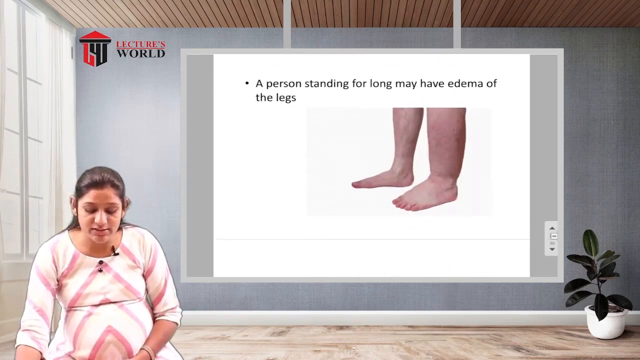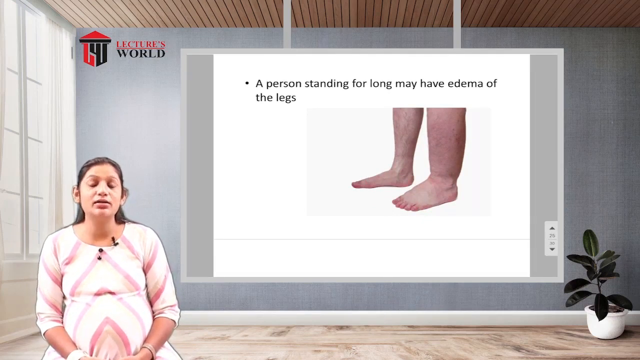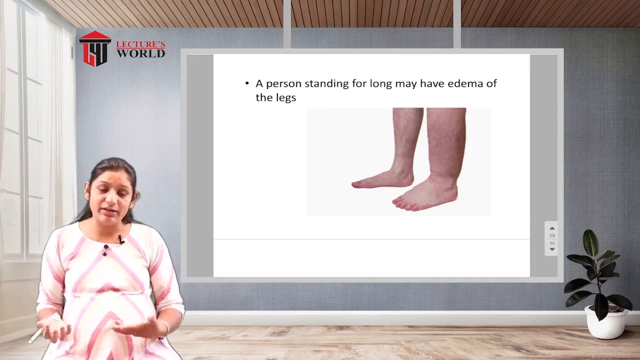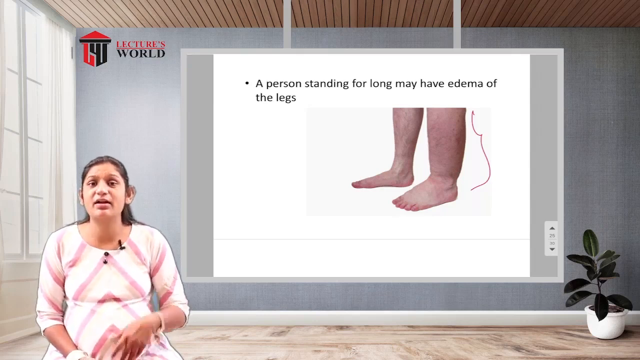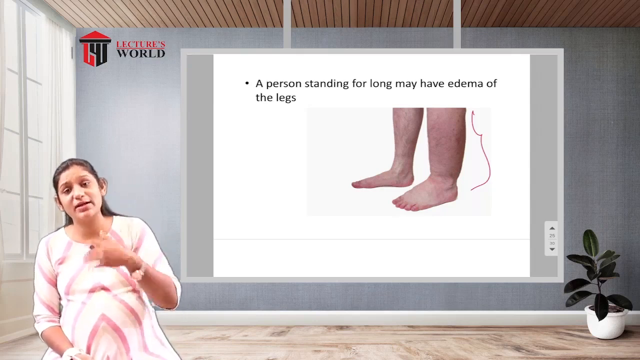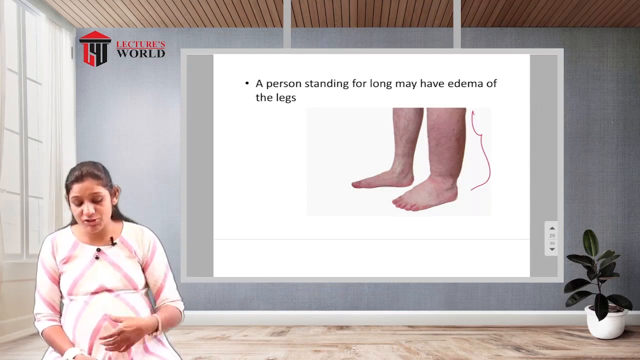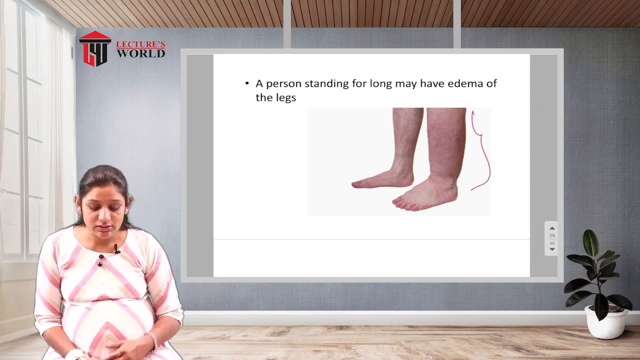A person who is standing for a long time may have edema of the leg. These are the persons who are standing for a very long period. This edema, swelling, is caused by the gravitational force acting on the blood and fluid factors that appear regularly in our body, which are absorbed by gravity from standing for a long time.